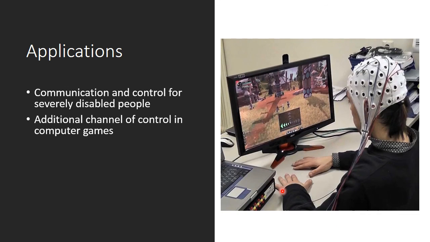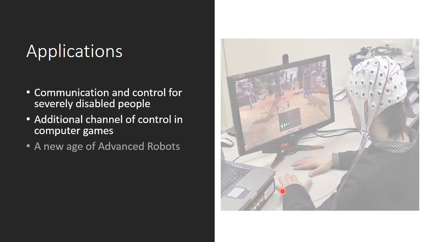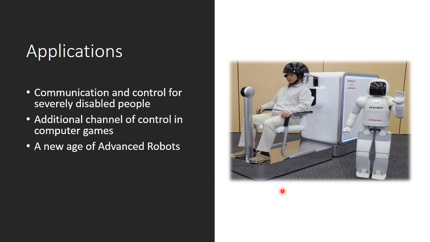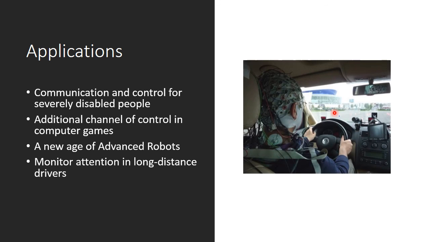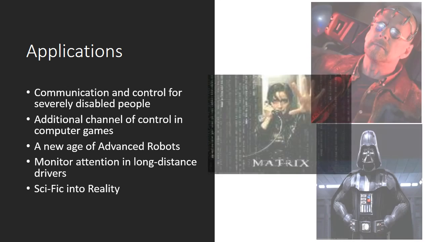Another example is that the brain-machine interface can be an additional channel of control in computer games, and it can provide a very different experience of gaming. It can bring a new edge to advanced robots. The figure shows the Honda Asimo robot being controlled by a man through a brain-machine interface, and it can be used to monitor the fatigue level of drivers on long drives, in order to avoid accidents.